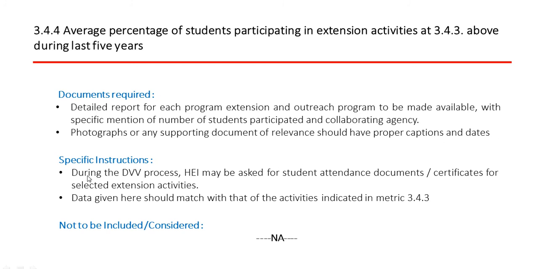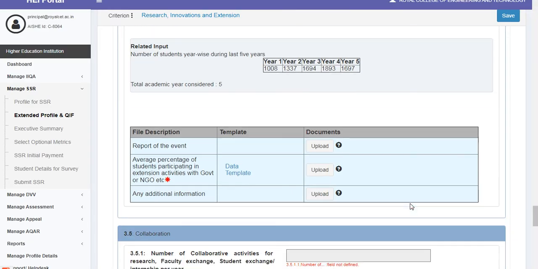Specific instructions during the DVV process: the HEI may be asked for student attendance documents or certificates for selected extension activities, and the data given here should match that of the activities indicated in metric 3.4.3.